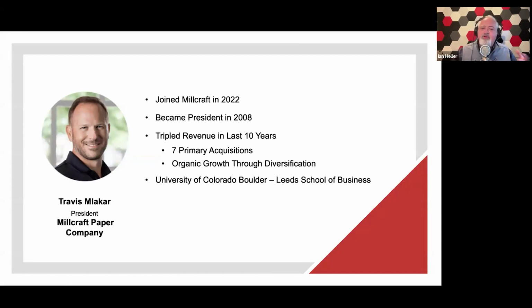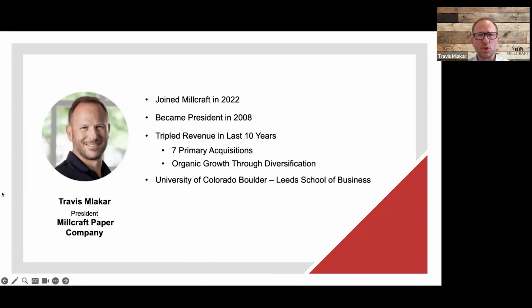But why don't you go through your background, how you got involved in distribution? I know it's in your blood, so to speak, and your path to where you are today. Perfect. Yeah. So first off, thanks for having me. Millcraft Paper is a fourth generation family-owned business. We've been around since 1920. And so I grew up in the business. I was a janitor growing up, worked in the warehouse, did everything that my father thought I couldn't mess up.